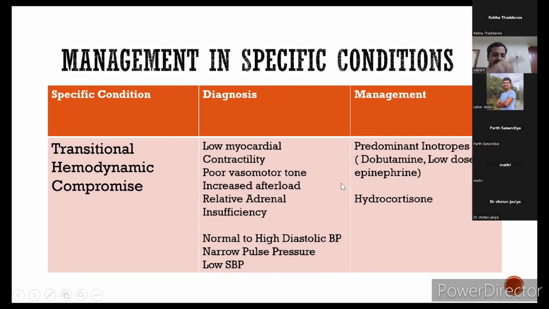And what are the drugs you have to use? In this situation, if you use dopamine, he already has a high afterload. If you add dopamine, it will worsen the afterload even more. So in these conditions, I need a drug which causes peripheral vasodilation, so afterload will also decrease, and on top of it, it increases myocardial contractility. So definitely dobutamine is the drug of choice. For an extreme preterm baby on day one of life having shock, most likely transitional hemodynamic compromise, dobutamine is the drug of choice. Second, if you feel dobutamine is not acting much, you can go for low dose epinephrine. And if these two drugs are also not able to give an adequate response, last is hydrocortisone, because these babies are known to have adrenal insufficiency.